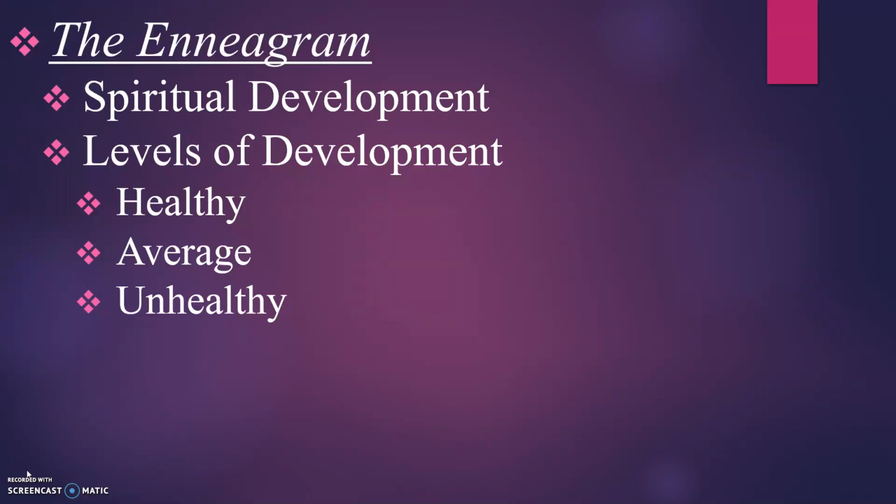Another interesting thing about this personality typology is that it includes levels of development for each personality type. So if you research the Enneagram further, you'll find that for each number or each type, there are levels of development, healthy, average, and unhealthy for each type, that can kind of give you a roadmap to help you determine where you are and where you could be.